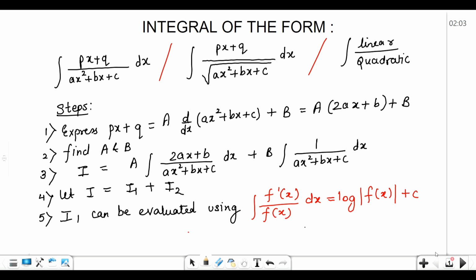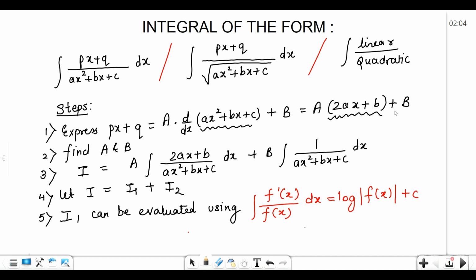For these two forms we have some steps, and if you do them you can easily solve this kind of integration. The first step is to express your numerator, that is px + q, as A times the derivative of the denominator plus B. If you take the derivative of ax² + bx + c, you will get 2ax + b. Now we have to find the values of capital A and capital B.